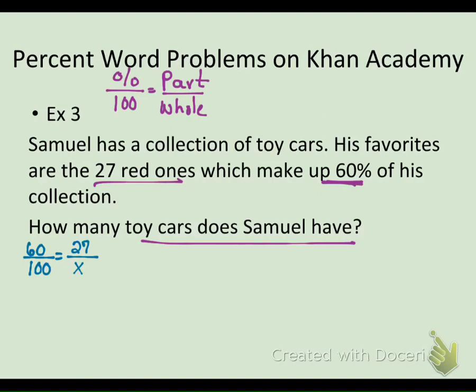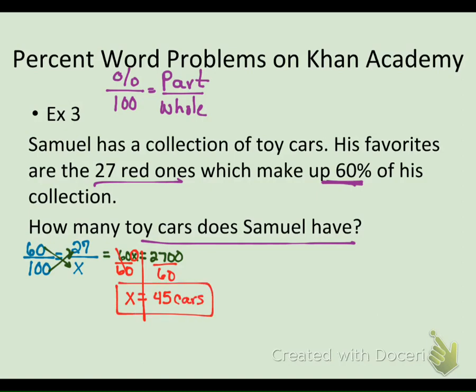All right. Now, just like we've done for the past 4 example problems, once I set up my proportion, I simply cross multiply. So 60 times X equals 100 times 27, which is 2,700. Circle my variable. Draw my line. How do I get my variable by itself? X then equals 2,700 divided by 60. 45 what? 45 cars. So he has 45 cars altogether.